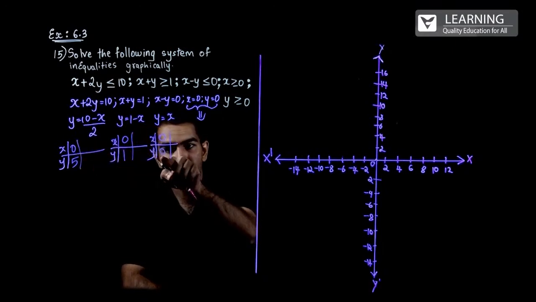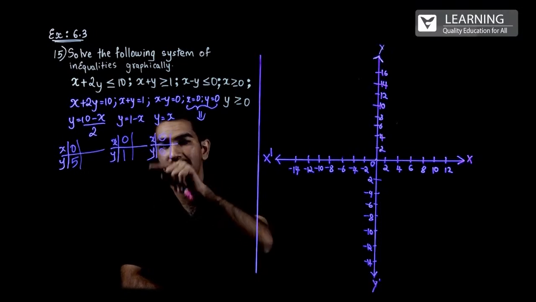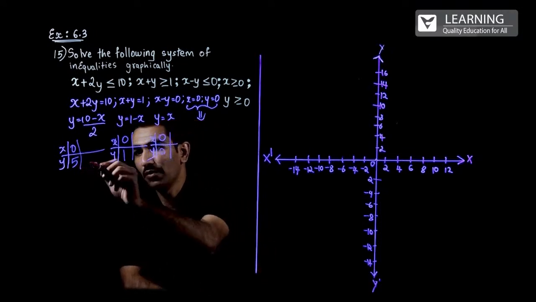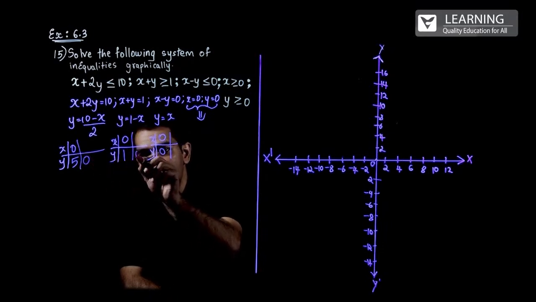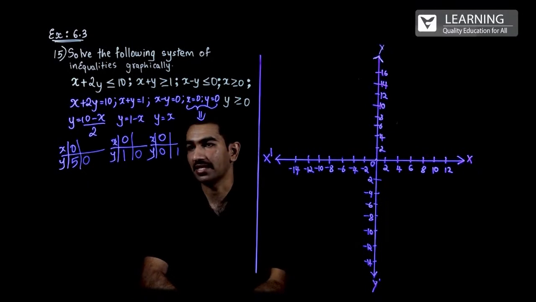So see, y is equal to already 0, right? At y is equal to 0, x is equal to 0. Or at x is equal to 0, y is equal to 0. Okay, so now what we'll do, we'll put y is equal to 0 here. Here we'll put y is equal to 1. We'll see what is the value of x.